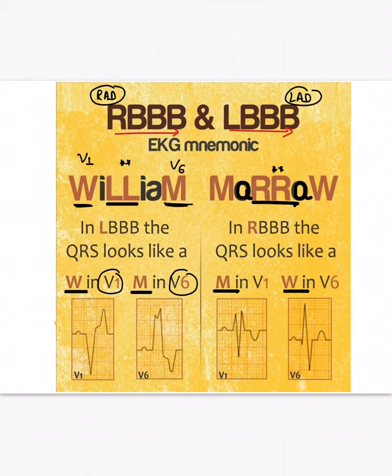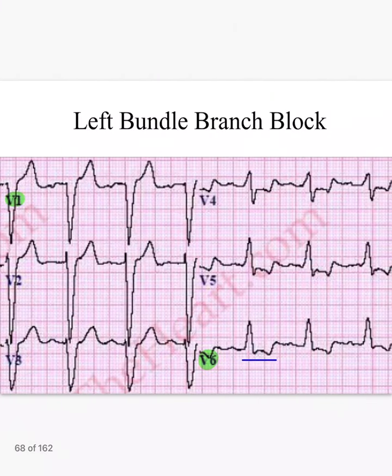If we talk about the right bundle branch block, in V1 it will appear like a M. See how it appears? This appears like a W in V1, and this appears like a M in V6. Now see, this appears like a M in V1 and like a W in V6. So this is about your right and left bundle branch block.